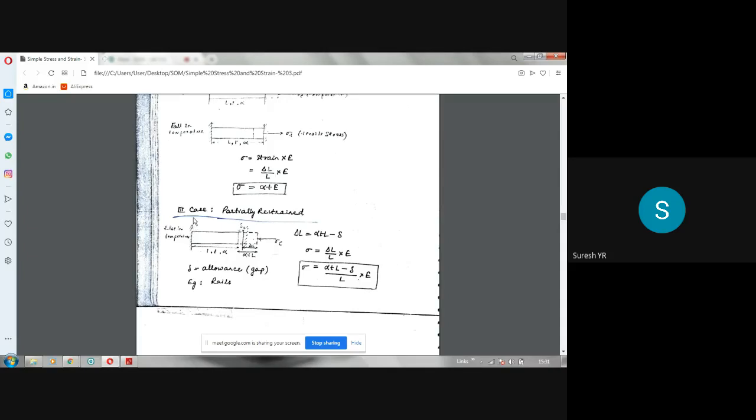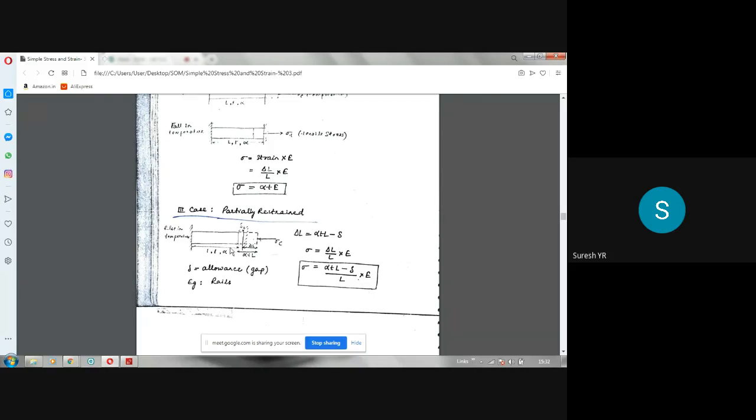That means one end is restrained, and on the other end there is a gap. The gap is provided just to allow expansion of the steel when the temperature rises. Normally, in the case of rails, during summer the temperature will increase. Due to that, there will be an expansion in the rails. To accommodate that expansion, a small gap is provided. This gap will be very, very small, maybe 0.01 mm, something like that, delta. In this case, we call this partially restrained.